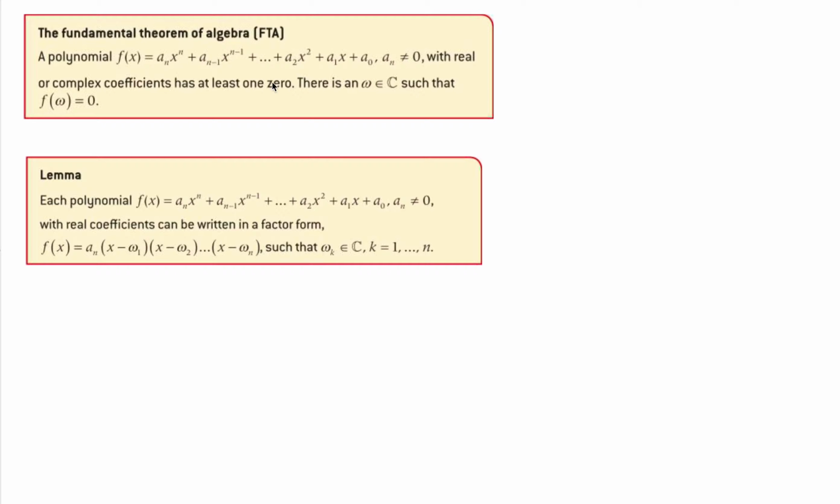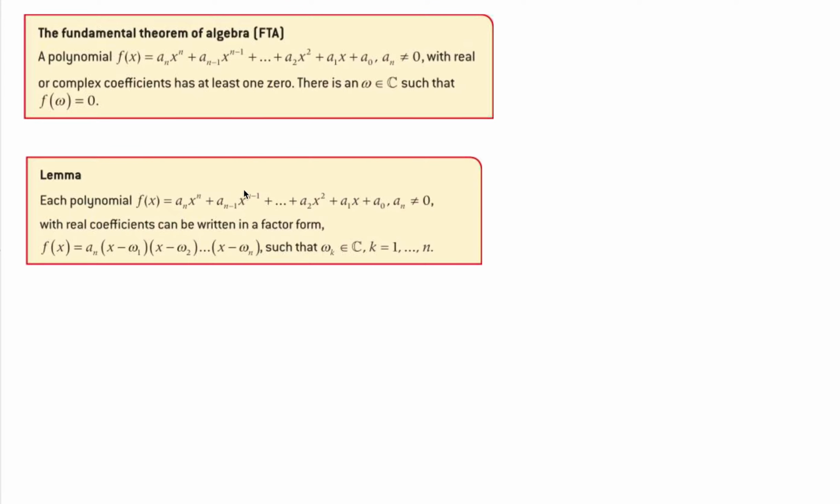And this one zero, at least one zero, could be a complex number. So if I substitute this complex number in here, then it's equal to 0. Remember that if I say something belongs in the complex numbers, it means that it could be a real number as well. So the complex numbers hold all the numbers, but with the fundamental theorem of algebra, we're saying that whether it's real or complex, the polynomials have at least one zero.